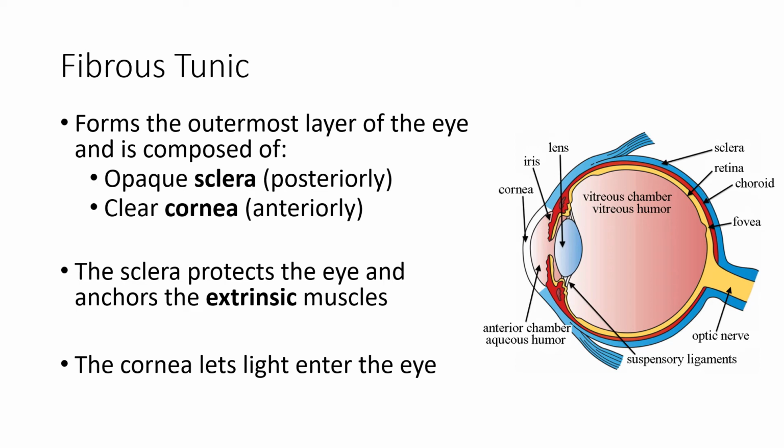The sclera is going to protect the eye. It's going to maintain the shape of the eye, and the interior of the eye is actually under a little bit of pressure. So the fluid within the eye is exerting a little bit of outward force, and the sclera is resisting that. The sclera is also where the extrinsic muscles attach, so the muscles that move the eye.